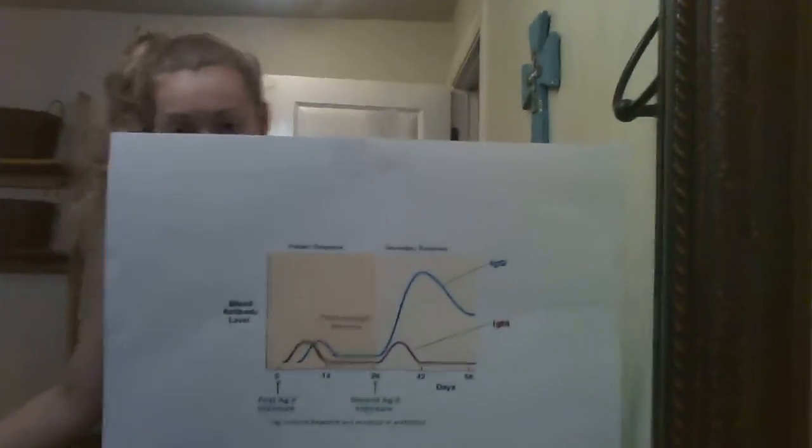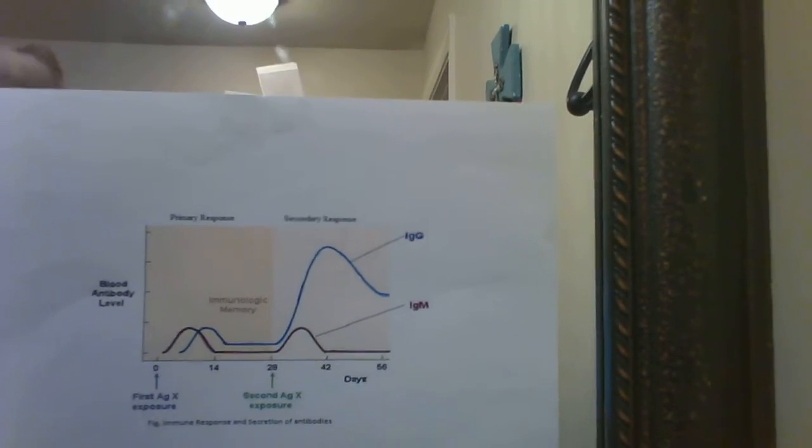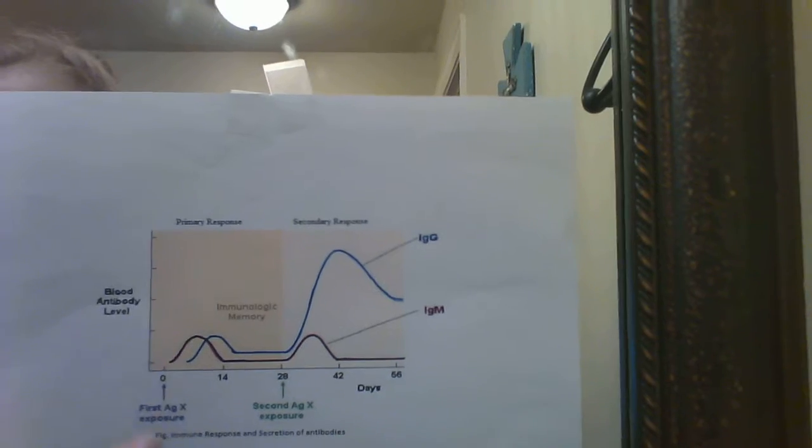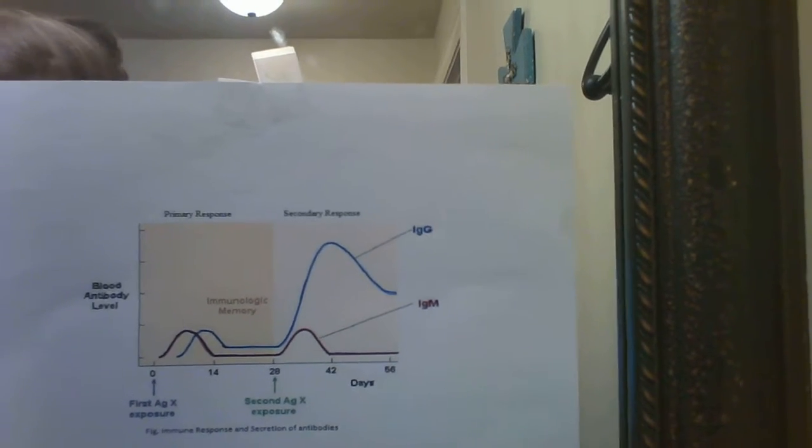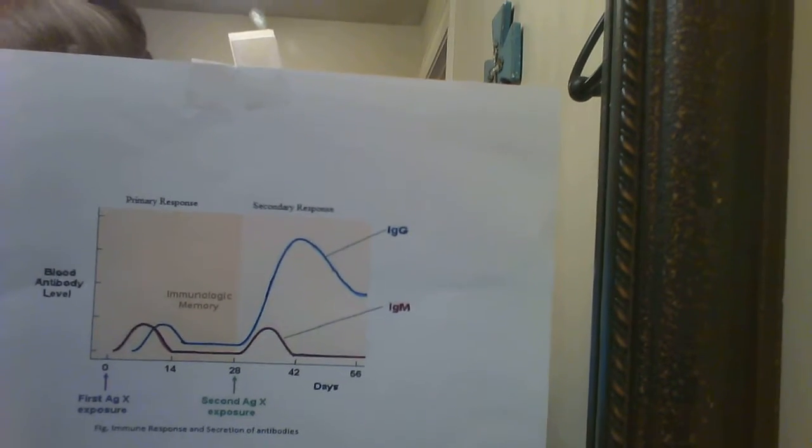And what I want to show you over here is another, more detailed graphical representation of it. This has our primary response, the short little humps, and our secondary response, the long ones. Just some important facts I want to point out: it gives a more detailed breakdown by days versus our blood antibody level. In that primary response, the lag phase is often longer, about 4 to 7 days. And in that secondary response, that lag phase is much shorter, about 1 to 4 days.